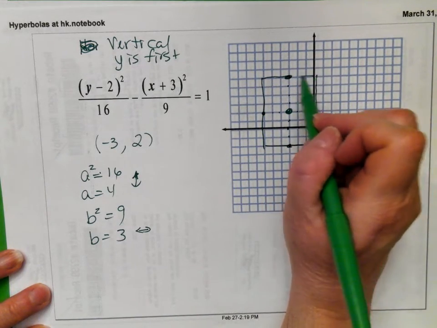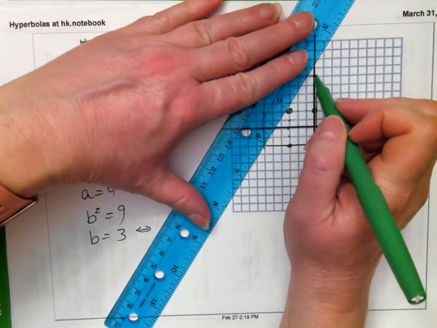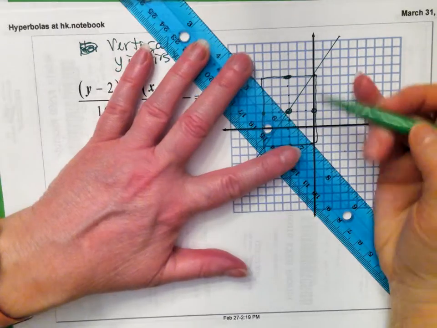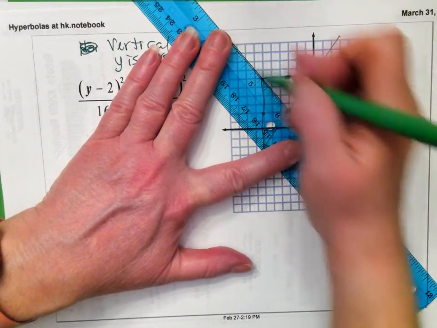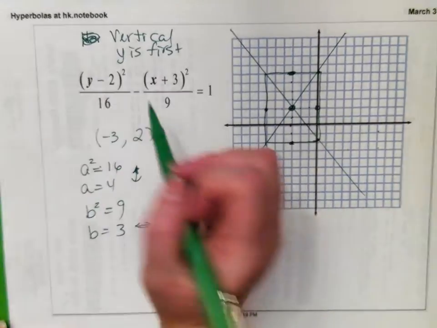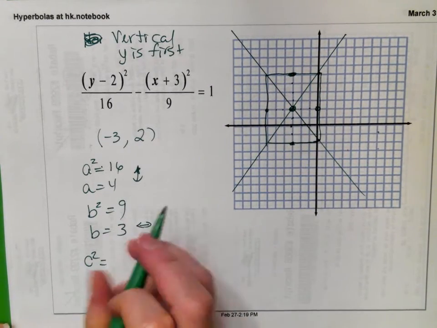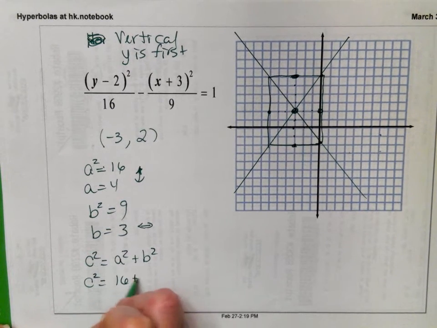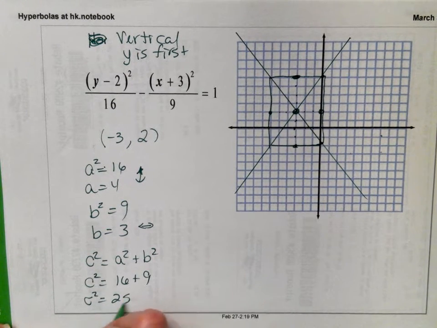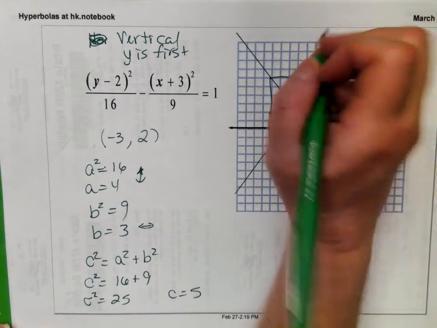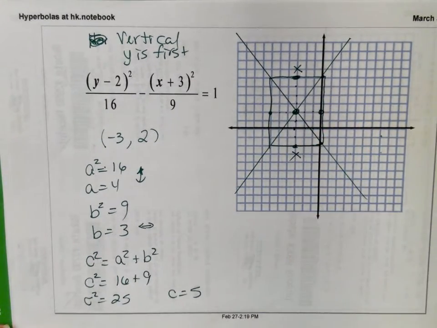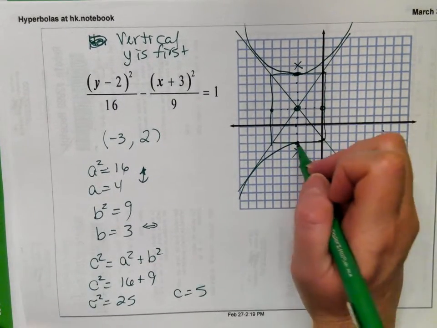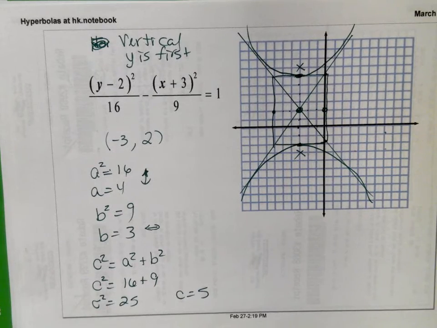Once I have my box drawn, I grab my ruler. I go through the corners of my box. Here we go. And we said it was vertical, so I find my c squared. C squared is a squared plus b squared. So c squared is 16 plus 9, so c squared is 25, so c must be 5. I already went 4 up and down, so I get my foci really quickly, and I can draw my hyperbola. There it is. Not so shabby there.